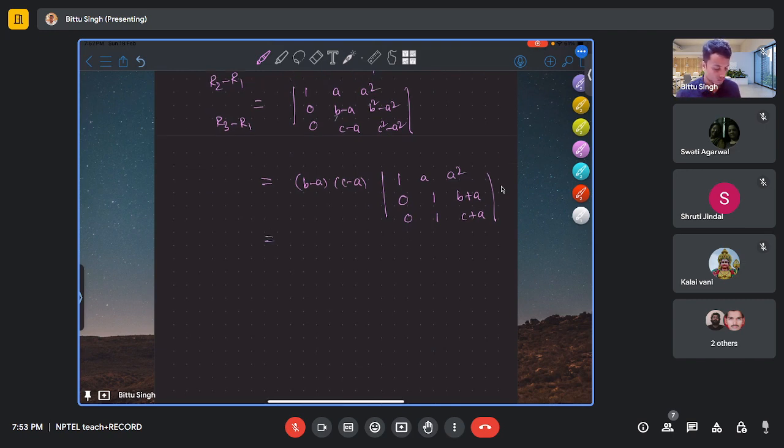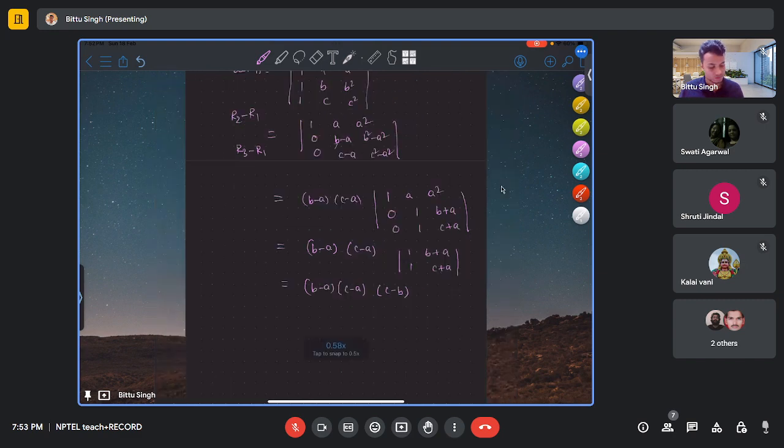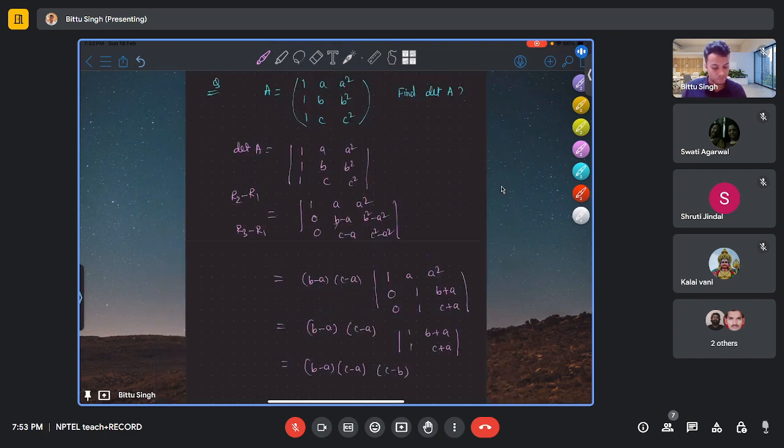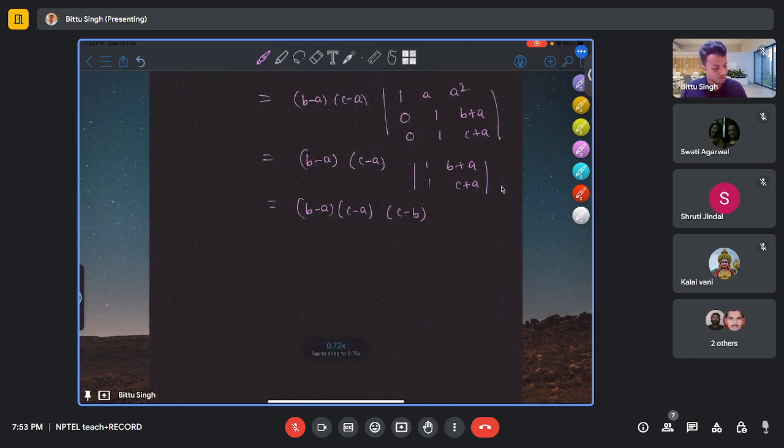Now this is easy, because if you expand this determinant with respect to the first column, it will be just 1, b plus a and 1, c plus a. But this is the same as (c plus a) minus (b plus a). That is c minus b.